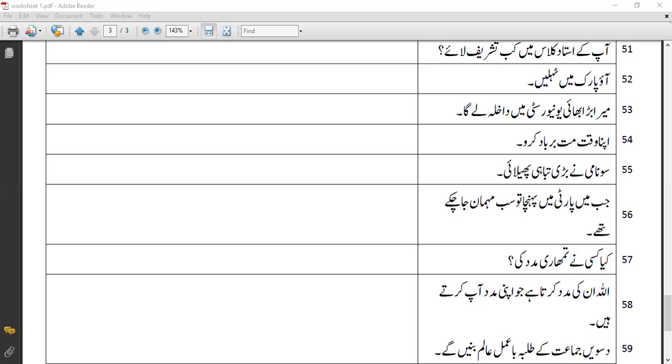Anyway, far and wide is again commonly used. Okay, the person is famous far and wide. Or here the sentence is: they searched far and wide for the missing child. Okay, they searched everywhere.